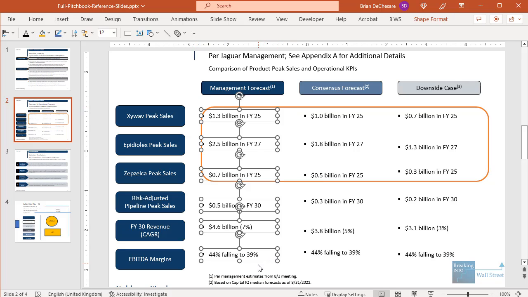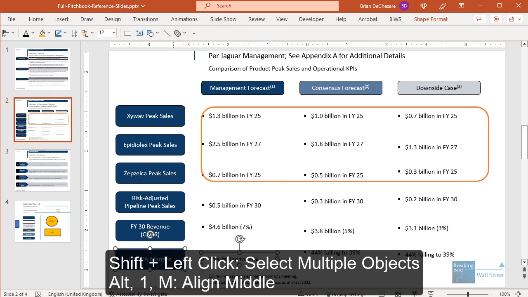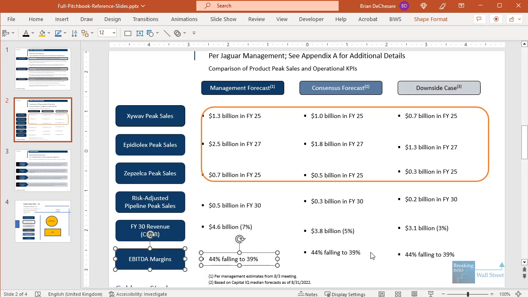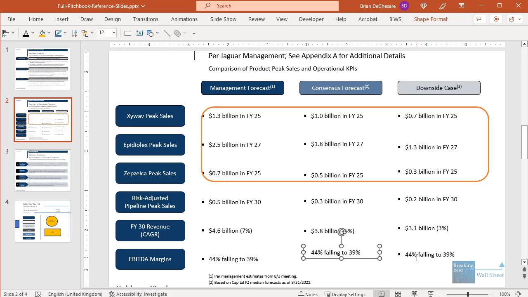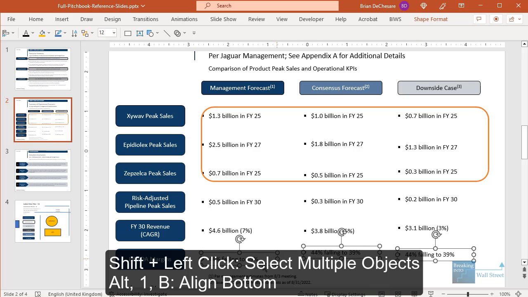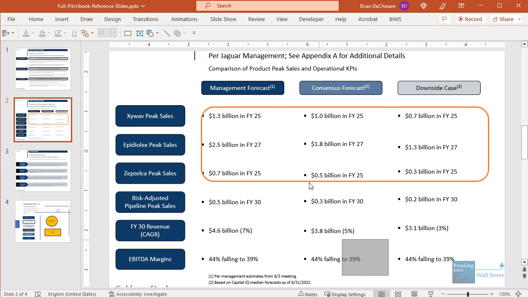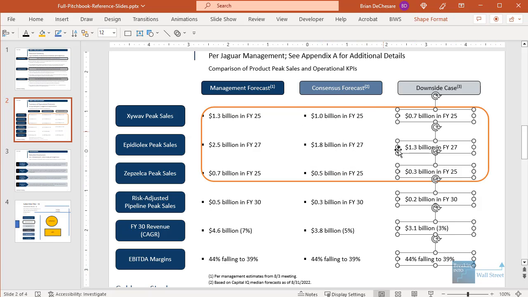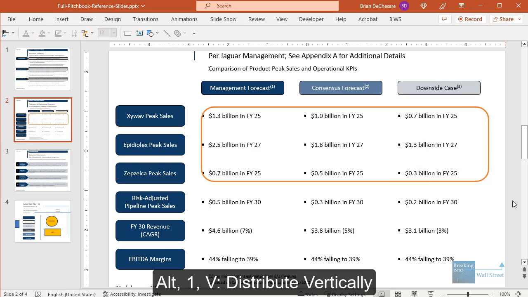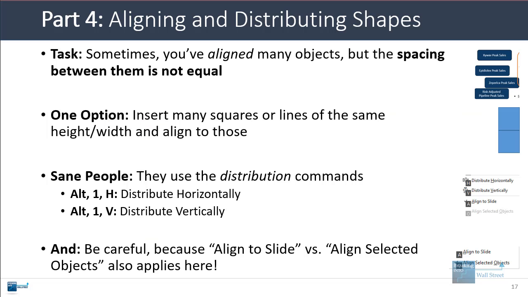So I could go down and I could take this one text box and then I could select the shape with Shift and left click, Alt-1-M for align middle. And then I could take everything else here, Alt-1-V, and now I've distributed these vertically. And then to get everything to line up, I can press Shift and left click all these at the bottom, Alt-1-B for align bottom. And then I can do the same thing up here with the distribution. So I can take all these, select them using the mouse, Alt-1-V for distribute vertically. And then same thing here, select them all with the mouse, Alt-1-V for distribute vertically, and that's how you can do that. So these are some helpful commands that you often execute when you're fixing up slides.